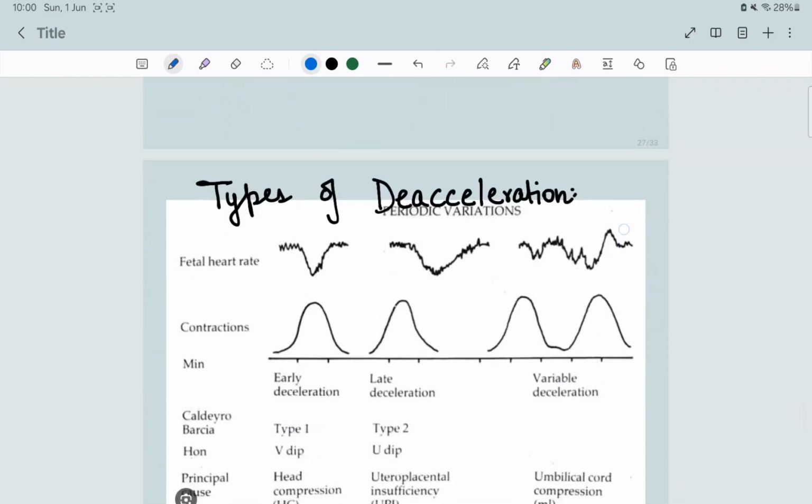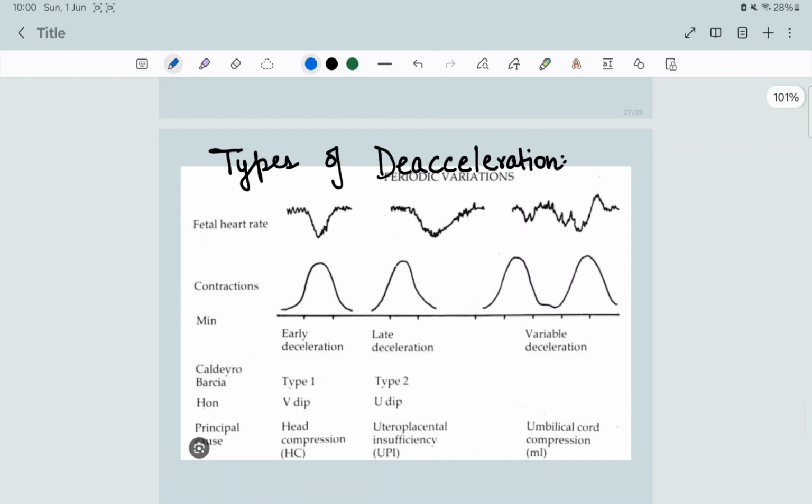So this is CTG. Now we have to explain about what are the types of deacceleration. So 3 types of deaccelerations are seen. First, early deacceleration, late deacceleration, and variable deacceleration. So this is the fetal heart rate and these are the contractions. If the dip in the fetal heart rate coincides with the highest peak in the contraction, this is early deacceleration.